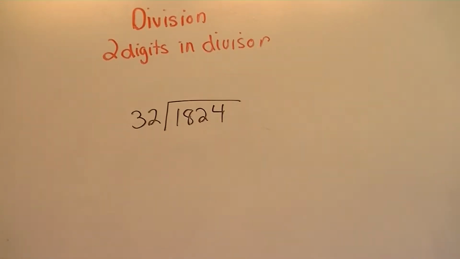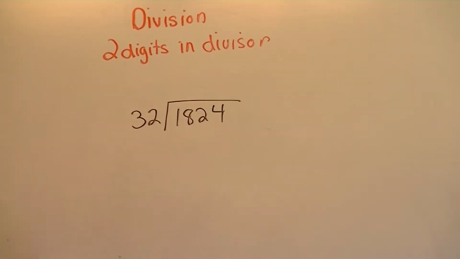Hi, welcome to division with 2 digits in the divisor. I'm going to show you a little trick. It's kind of an estimating trick to help you determine where to start. We want to figure out how many times 32 goes into this bigger number in the dividend.